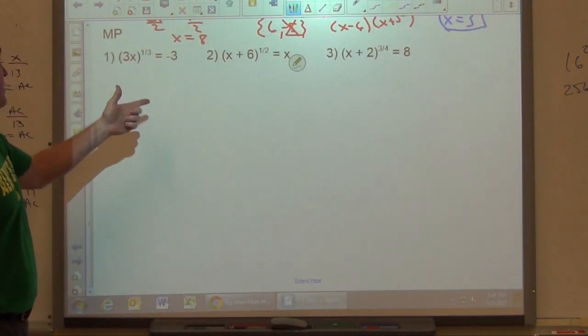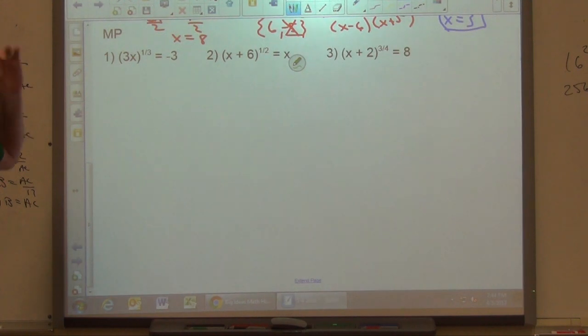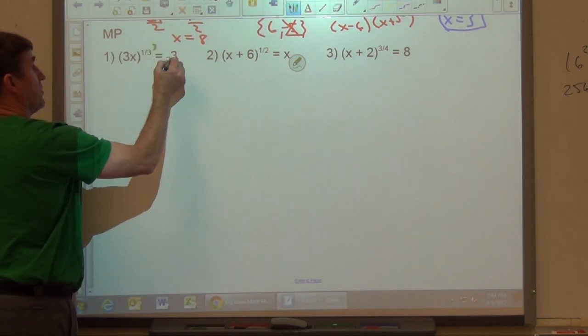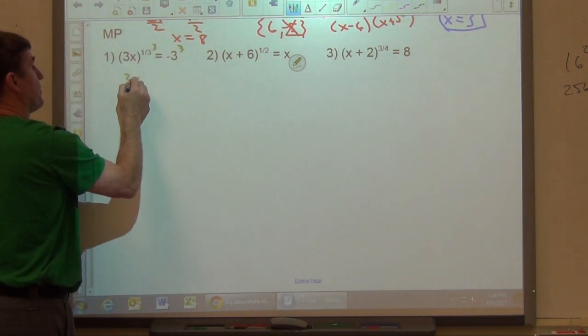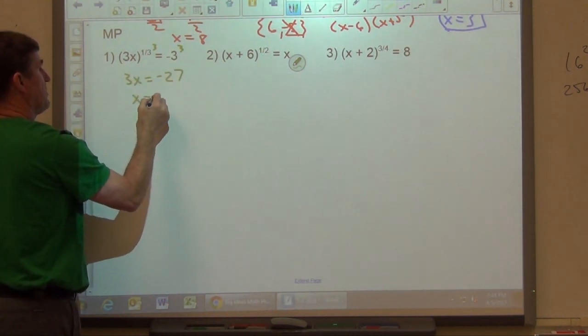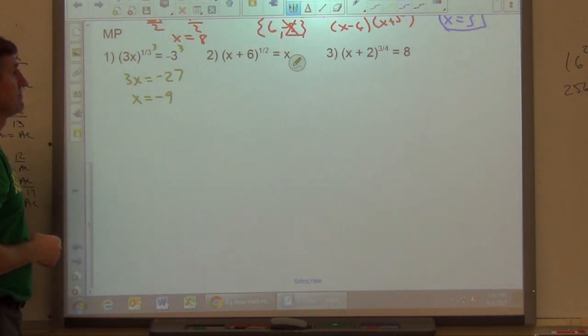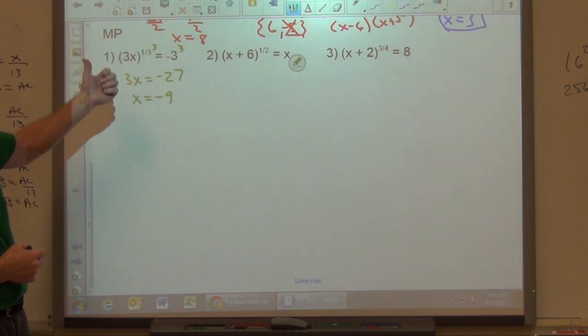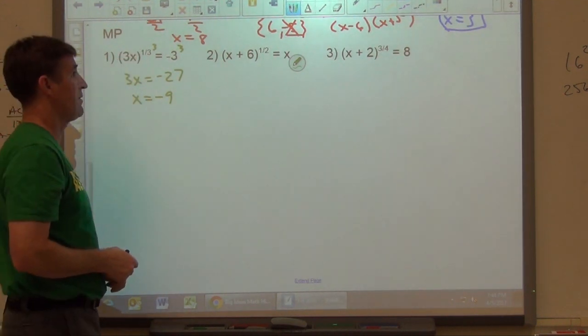Same thing, pause the video, come back and try these. So if you did this right, it's 1/3 power, so you would cube both sides, so you get 3x equals -27, divided by 3, x equals -9. If you check that, that would be 3 times -9 is -27, the cube root of -27 is -3.